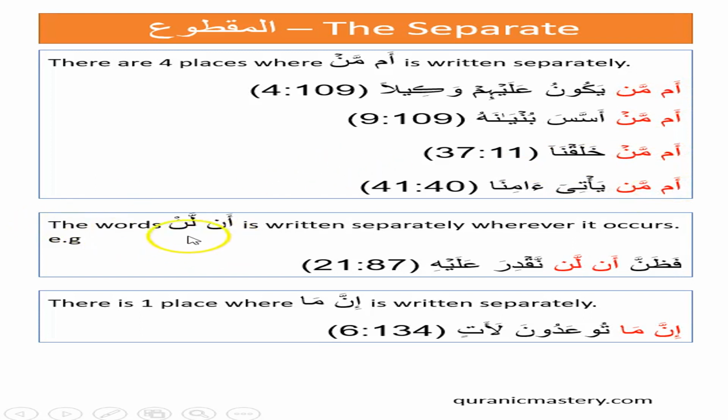The words allan, anlan, are written separately wherever they occur. So فَظَنَّ أَلَّن نَقْدِرَ عَلَيْهِ. This is just one example of wherever it occurs.